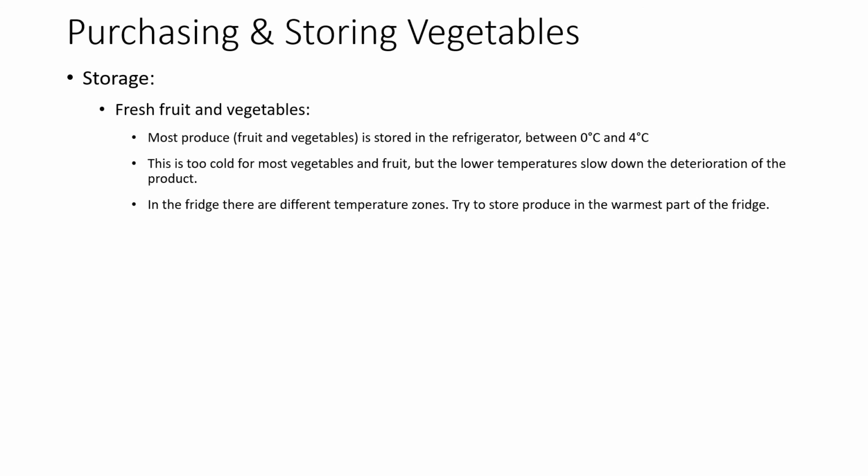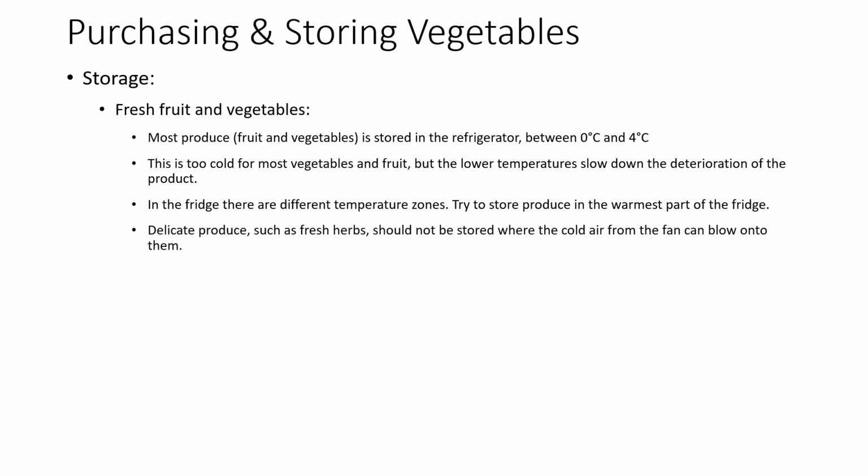In the fridge, there's different temperature zones. Even though the fridge should be functioning between 0 and 4 degrees, when you put produce or herbs in the fridge, you want to try and store them in the warmest part of the fridge, which is still cool, but not as cold as some areas of the fridge. Things that are very delicate, like fresh herbs, have to be stored so that the cold air from the fan doesn't blow onto them. That'll just ruin basil, for example, just turn black and get wilted very quickly if it gets too cold.